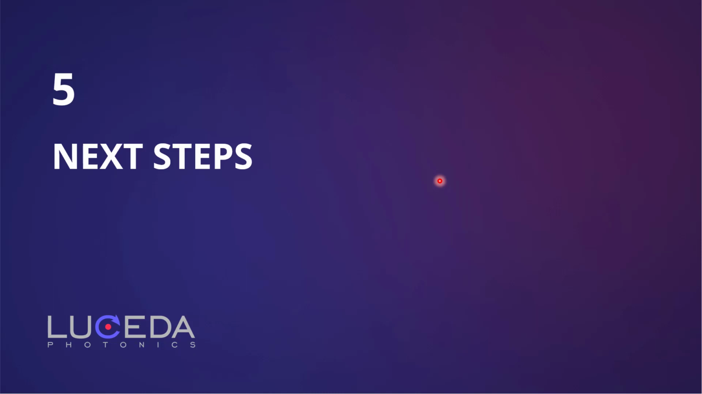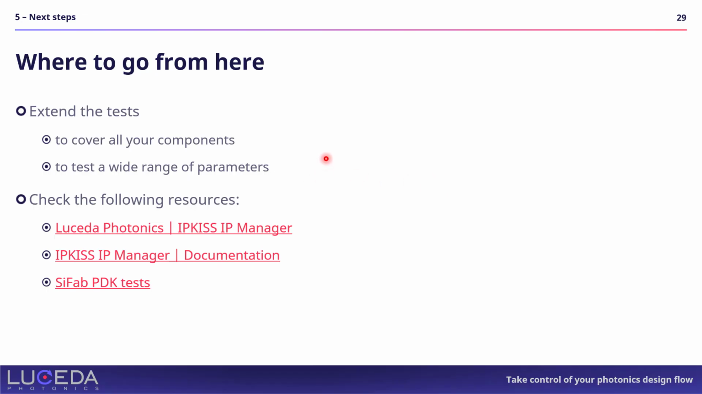What will be your next steps? You can try to extend the test to cover all your components and also test a wide range of parameters. In order to do that, you can check the following resources. We have the IPKISS IP Manager page on the Luceda Photonics website, where you can find out more about this module. You can check out the IPKISS IP Manager documentation with more in-depth tutorials. You can also check out the tests that we have added to the scifab PDK, where we also show how to run parametric tests and VFAB tests.